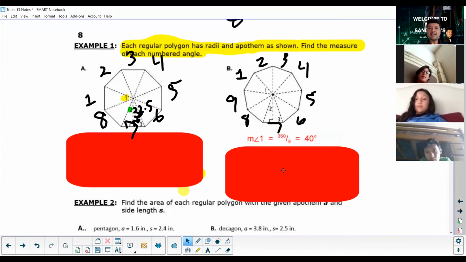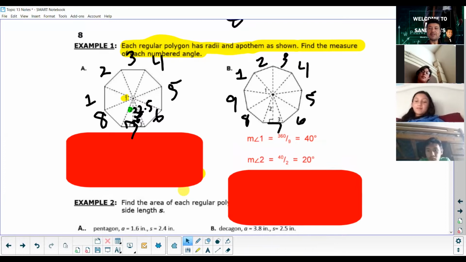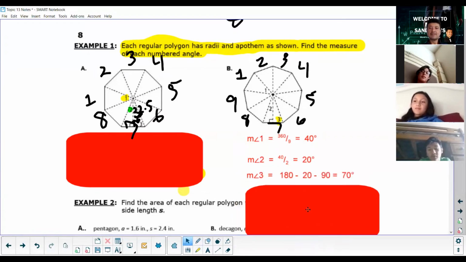All right, so Celeste, how will we get the angle of 2? Well, it's half. Yes, good. So in this case, 20. And then Marcus, how will we get the measurement of angle 3? Angle 3. So you would add 40 and 20 and subtract that from 180. So measurement 3 would be 70 degrees, right? Excellent. Okay, good.